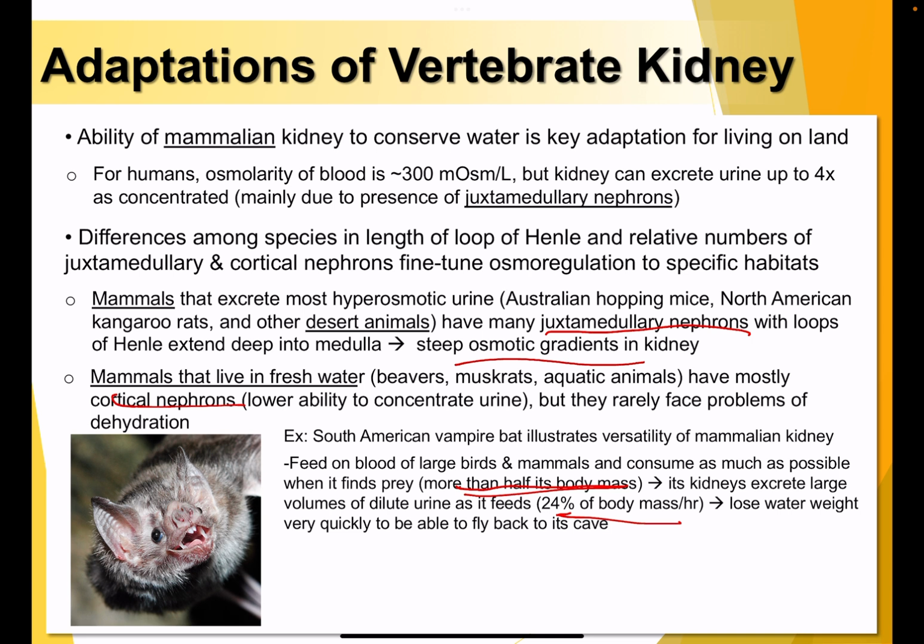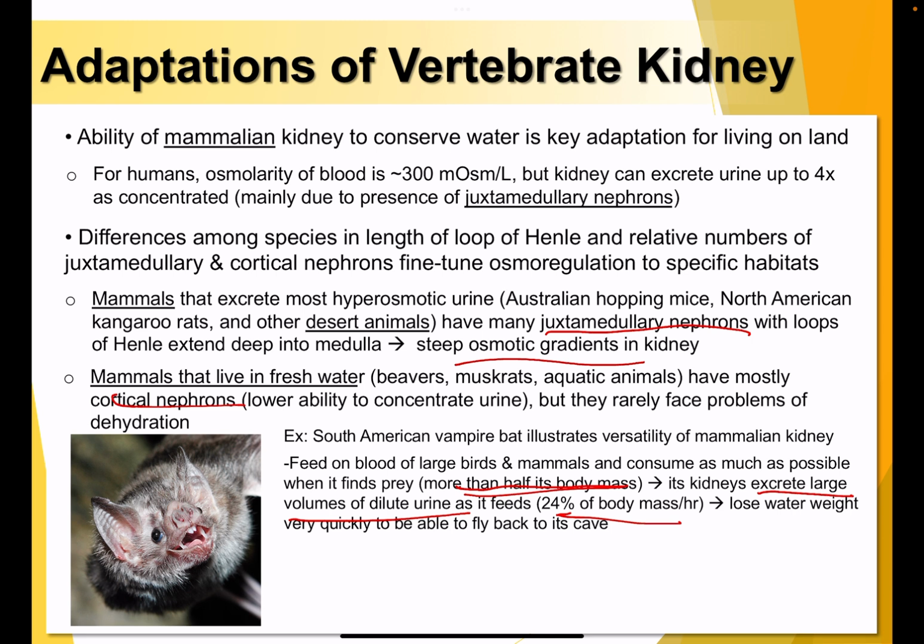So the kidney has evolved and adapted to this particular diet where as the bat is feeding on all this blood, the kidney will excrete large volumes of dilute urine as it's feeding. So that's pretty interesting, which means wherever that bat feeds, you will see a whole pile of fluid in that area of its urine. They say they can urinate 24% of its body mass per hour, which is really, really fast peeing. So as they're done feeding, they should also already have lost all the water weight that they have just ingested with all that blood, and they can then fly quickly back to its cave.